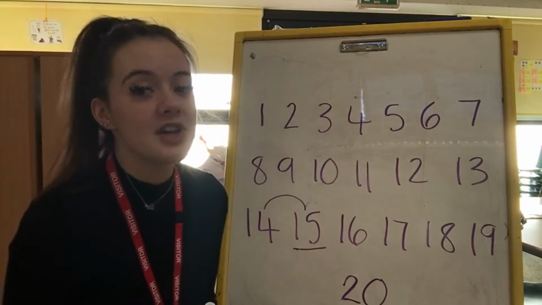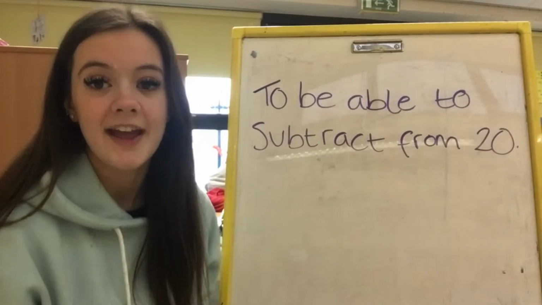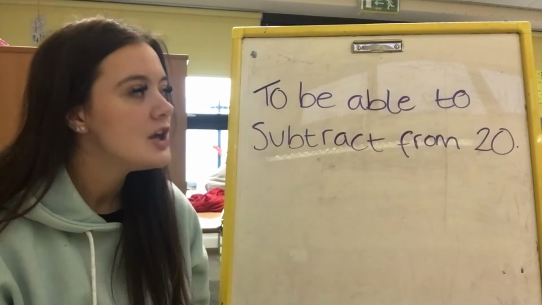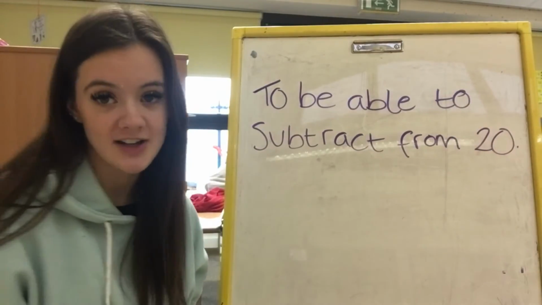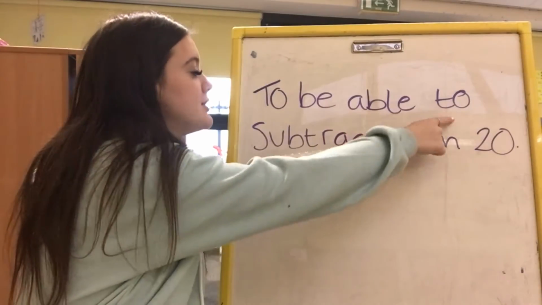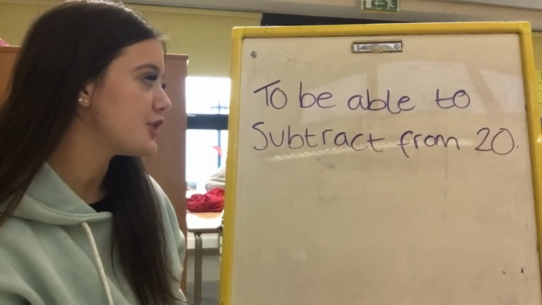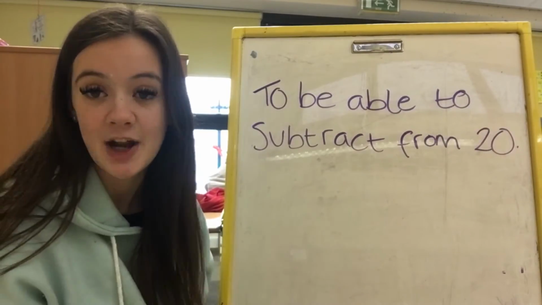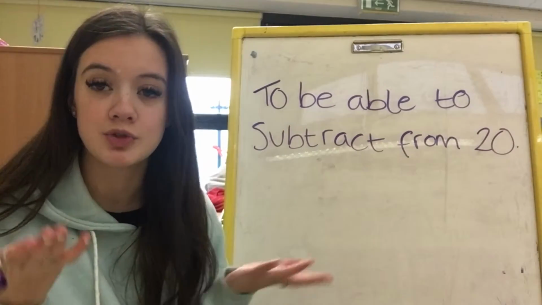So that was our starter and we're going to start our main activity. Okay everyone, and welcome to the main part of today's maths lesson. So I've got a sentence on my whiteboard and I'm going to read our sentence to you. It says, to be able to subtract from 20. To be able to subtract from 20, and that is exactly what we are going to be doing today in our maths lesson.